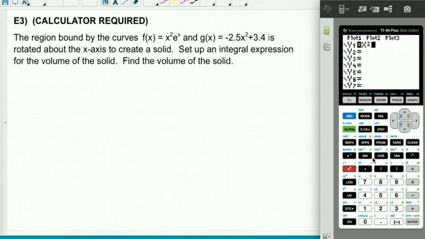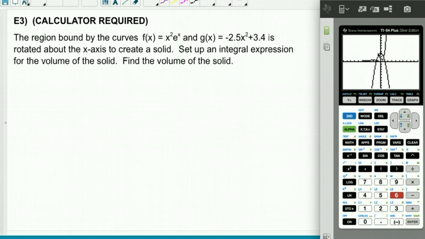So x squared e to the x and negative 2.5 x squared plus 3.4. So check, double, triple check that you entered everything right. And then I'm going to zoom 6. I'm going to assume that that's a decent window normally.